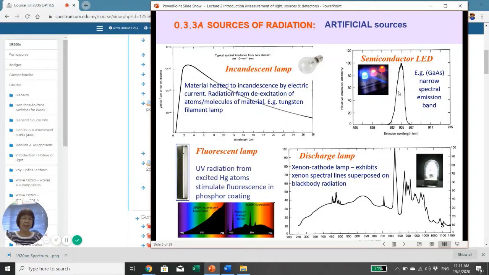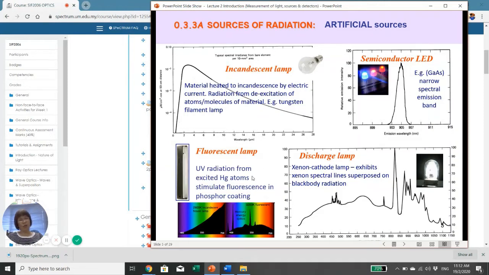And here we have LEDs. Now LEDs can emit light in a very narrow range of wavelength. For example, for the gallium arsenide here, the emission is at about 905 nanometers. If you take the full width at half maximum, the full width is about 904 to slightly more than 905. So it's only about 1.5 nanometers wide at full width half maximum.